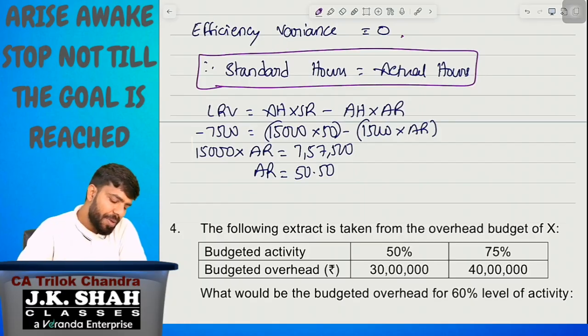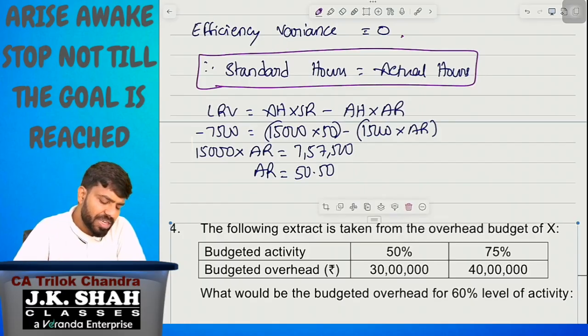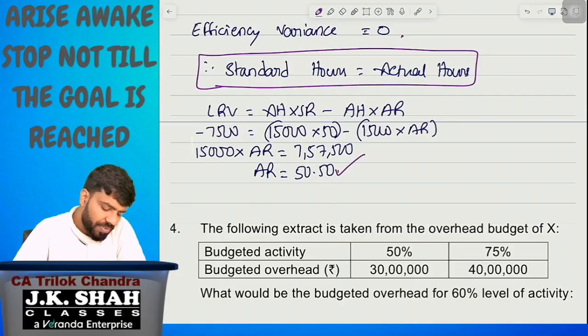Okay, now, as of now, labor rate variance is AH into SR minus AH into AR, equal to minus 7,500. Why am I taking minus? Because it's adverse. Adverse means negative. Minus 7,500 equal to 15,000 hours, actual hours is 15,000, standard is also 15,000. 15,000 into 50 minus 15,000 into actual rate. So actual rate is 50.50, 50 rupees 50 paisa. That is the answer for the third question.